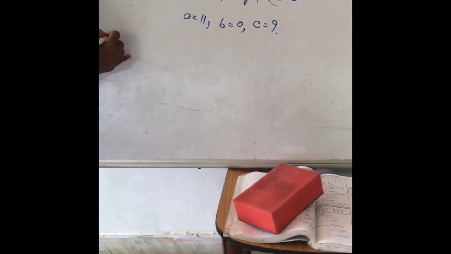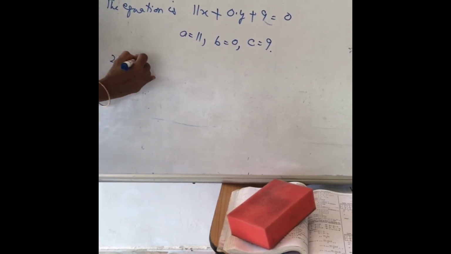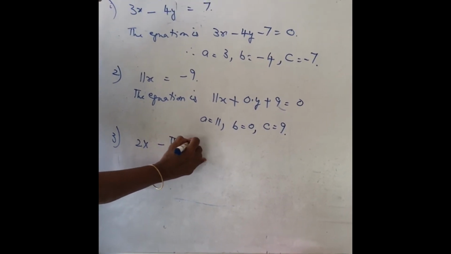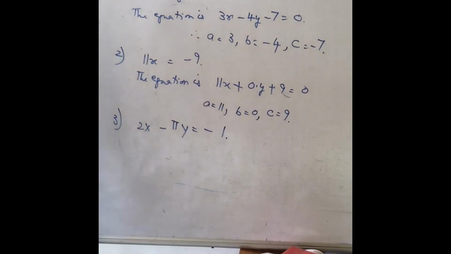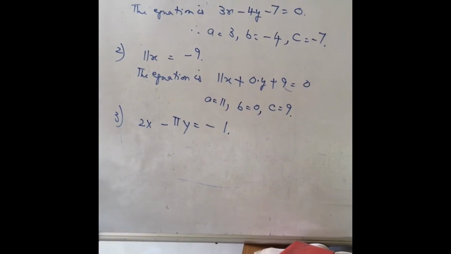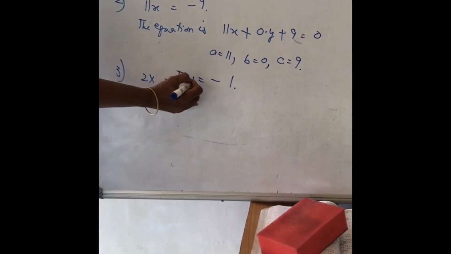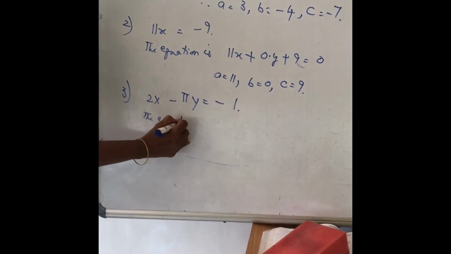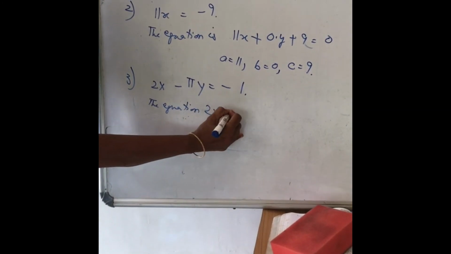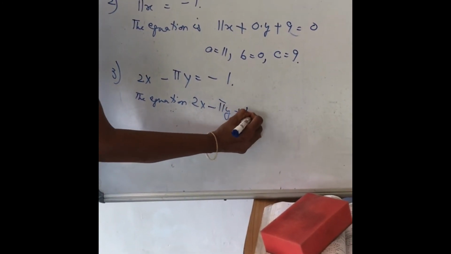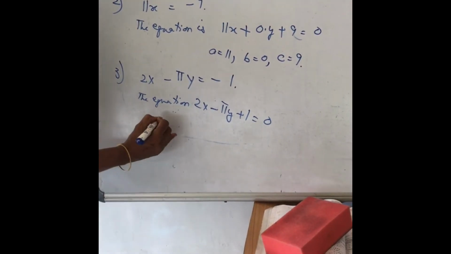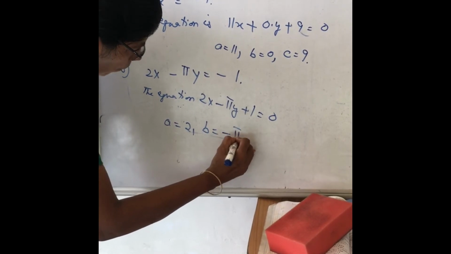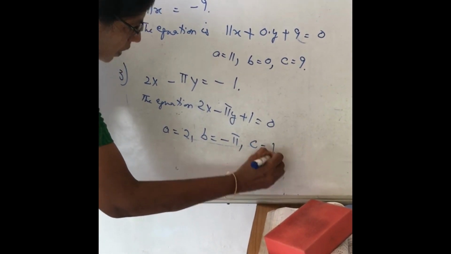Third one, 2x minus pi y is equal to minus 1. So what is your equation, girls? 2x minus pi y plus 1 equal to 0. a is equal to 2, b is equal to minus pi, and c is equal to 1.